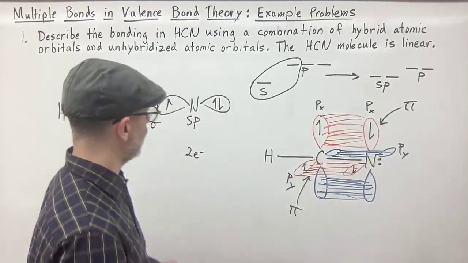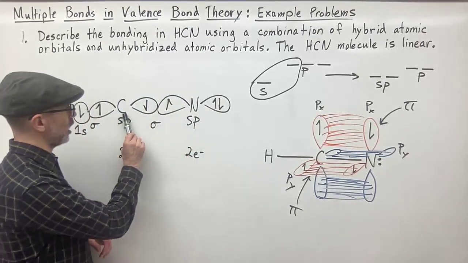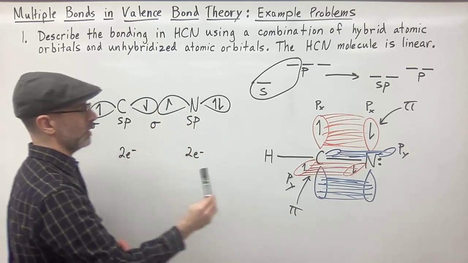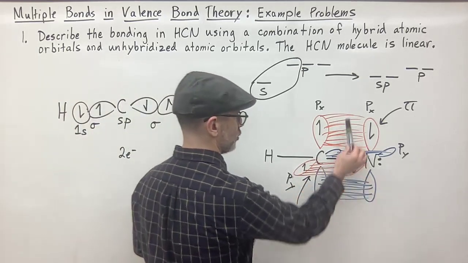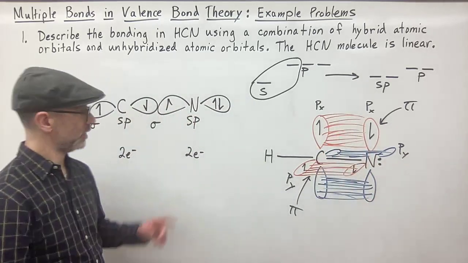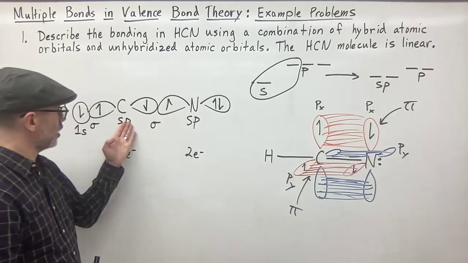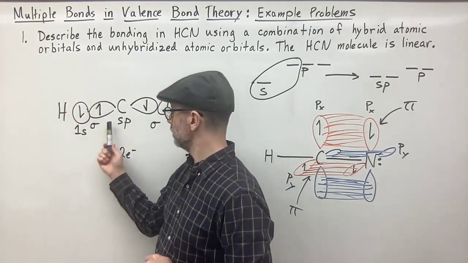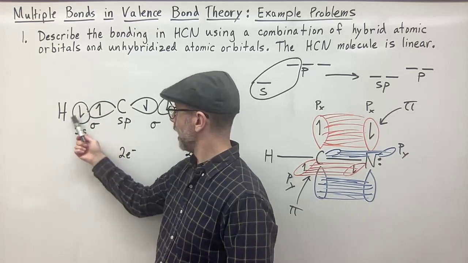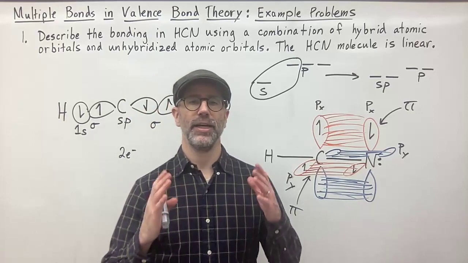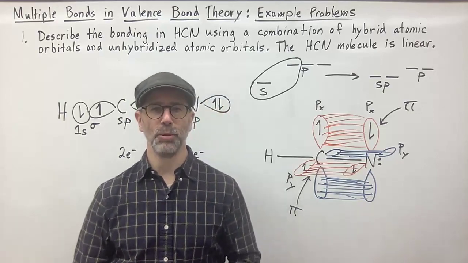So what you're going to end up with overall between the carbon and the nitrogen is you've got one sigma bond, and then again between the carbon and the nitrogen you've got two pi bonds. So you got a triple bond between your nitrogen and your carbon. Here you've only got one sigma bond between the hydrogen and the carbon. Okay, let's go ahead and do our next example problem.